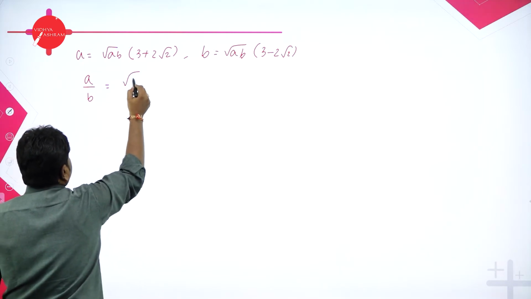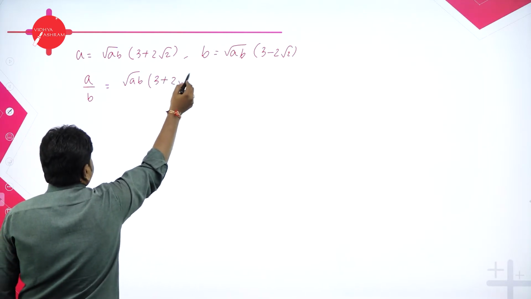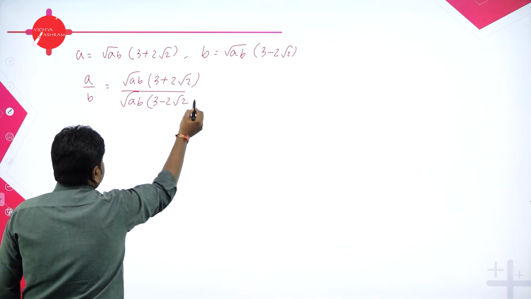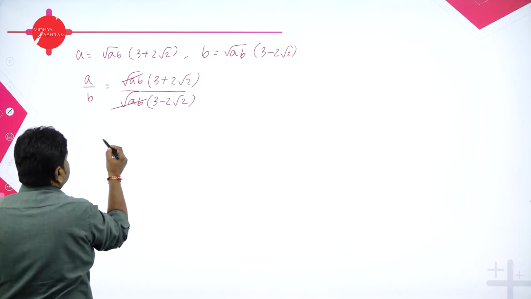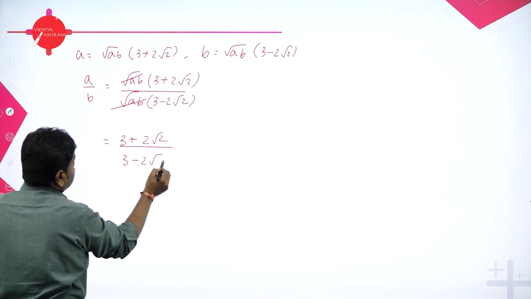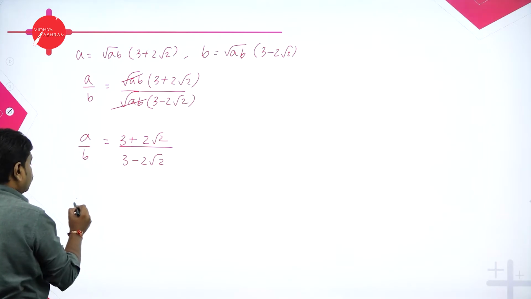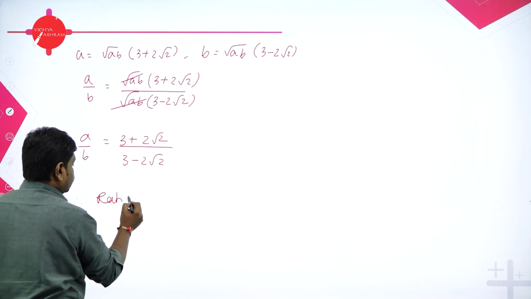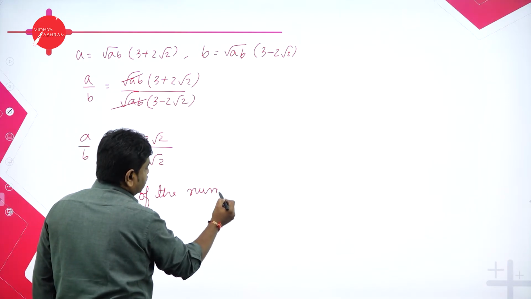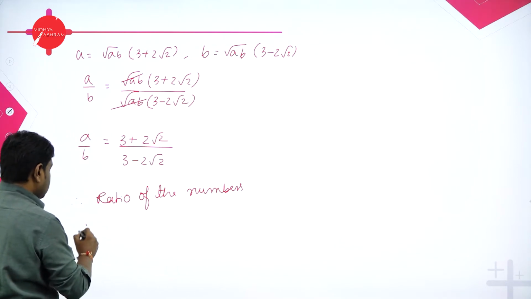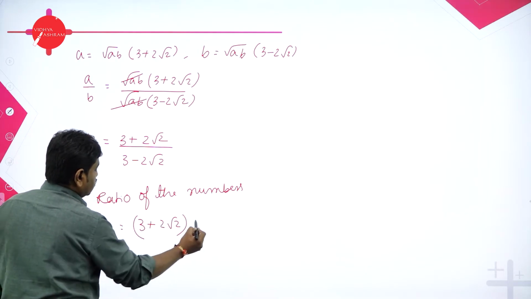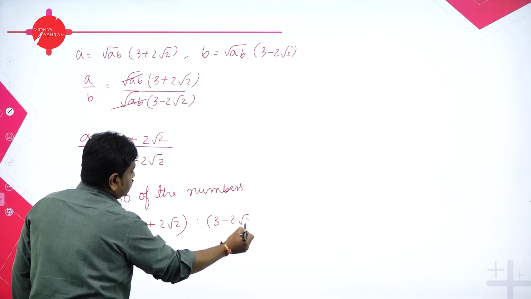So that is root AB into 3 plus 2 root 2 by root AB into 3 minus 2 root 2. So root AB and root AB cancels. We are left with 3 plus 2 root 2 divided by 3 minus 2 root 2. So A by B, the ratio of the numbers, is what they want you to prove. A is to B is equals to 3 plus 2 root 2 is to 3 minus 2 root 2. Hence the proof. Simple problem.